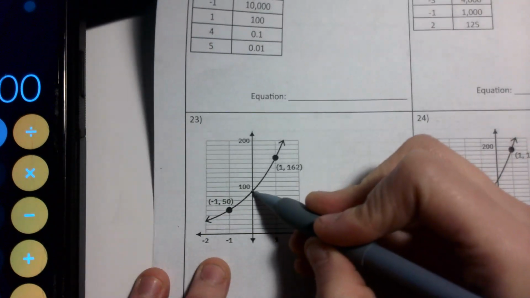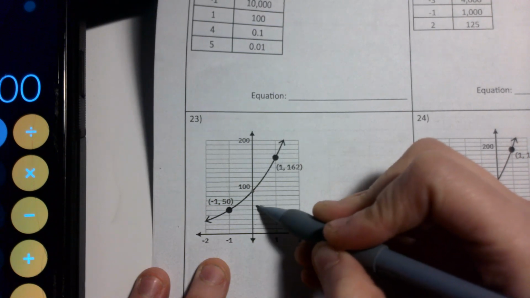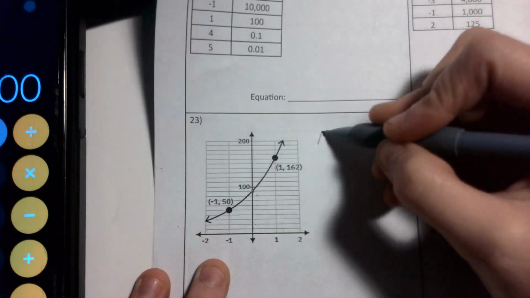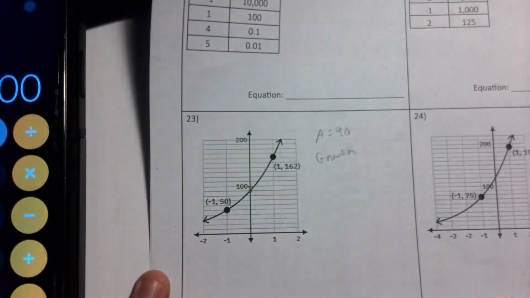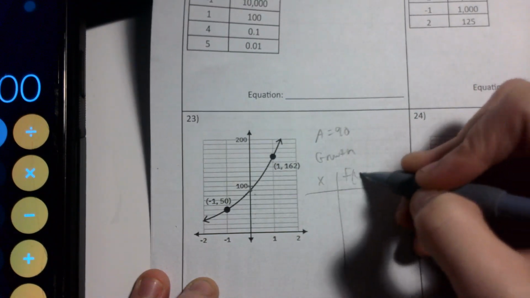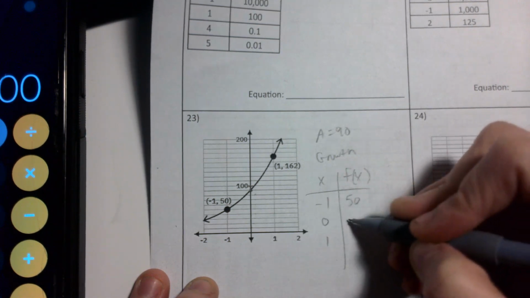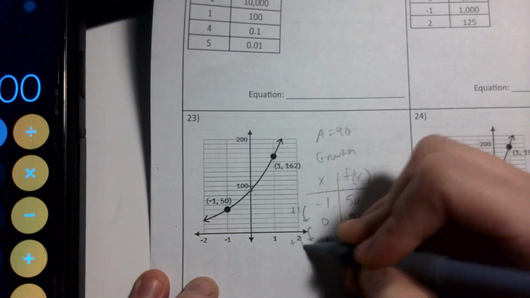Okay, and then let's take a look at 23. So 23, this one's a little tricky. This is 100, and we have 1, 2, 3, 4, 5, 6, 7, 8, 9, 10. 10 lines, so this is 90. So you have a equals 90, or growth. So I'm going to make a chart. We have x, f of x. We have -1, 0, 1, 50, 90, 162, plus 1, plus 1.